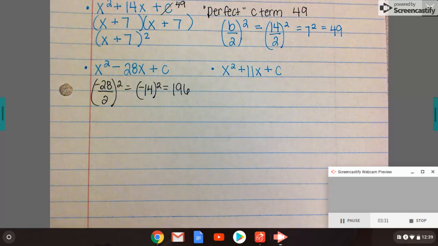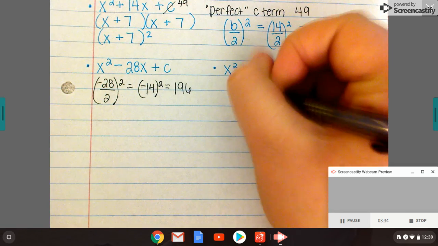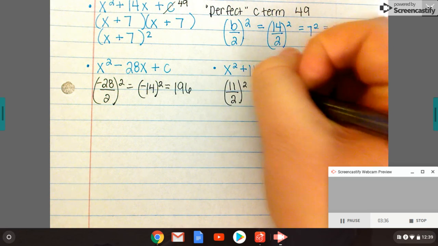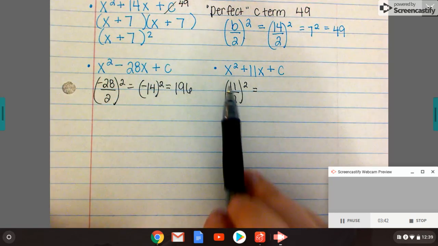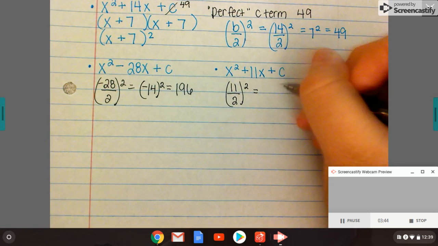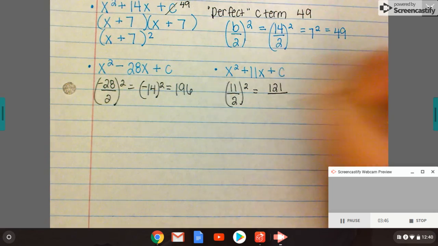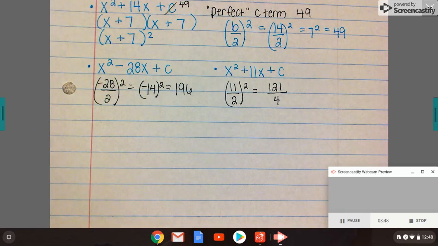Let's look at the next one. So I've got 11 as my B. So 11 divided by 2, quantity squared. I could make this 5.5 right now. I'm just going to leave it as 11 halves and think about this as 11 halves times 11 halves. So I've got 11 squared is 121. And 2 squared is 4. So we can just leave it as 121 over 4.